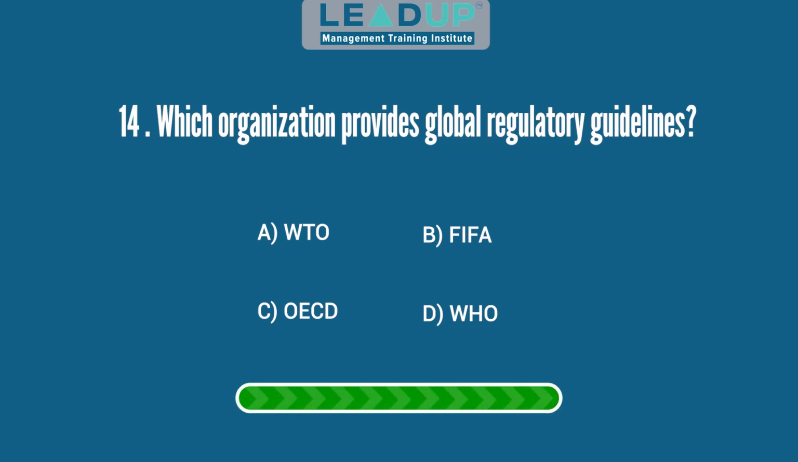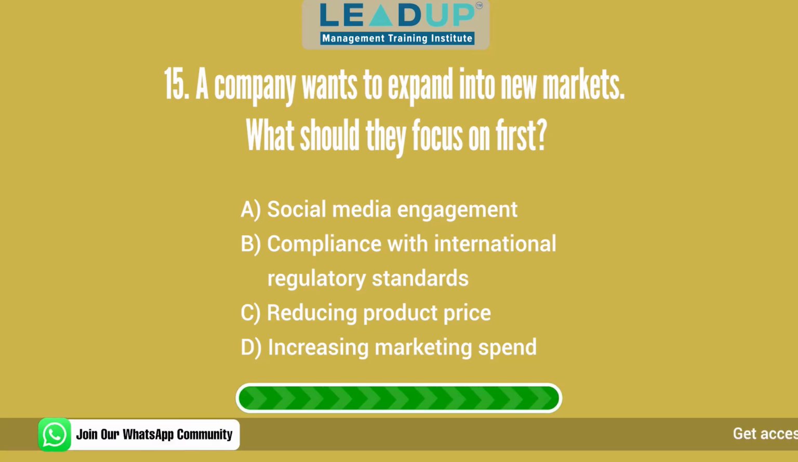Which organization provides global regulatory guidelines? A. WTO, B. FIFA, C. OECD, and D. WHO. Answer: WHO. Question 15. A company wants to expand into new markets.